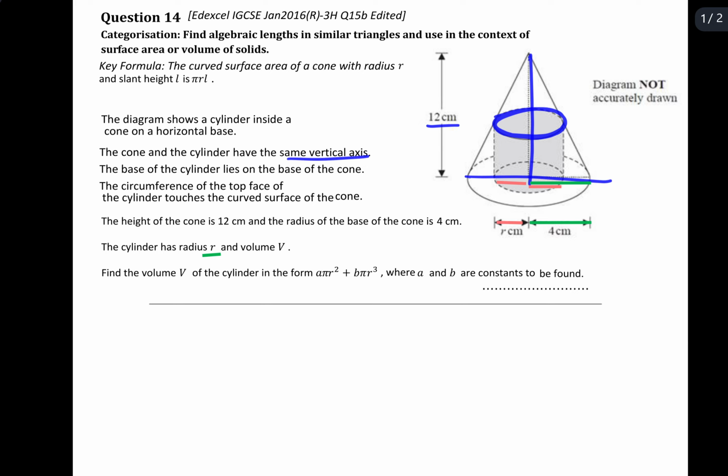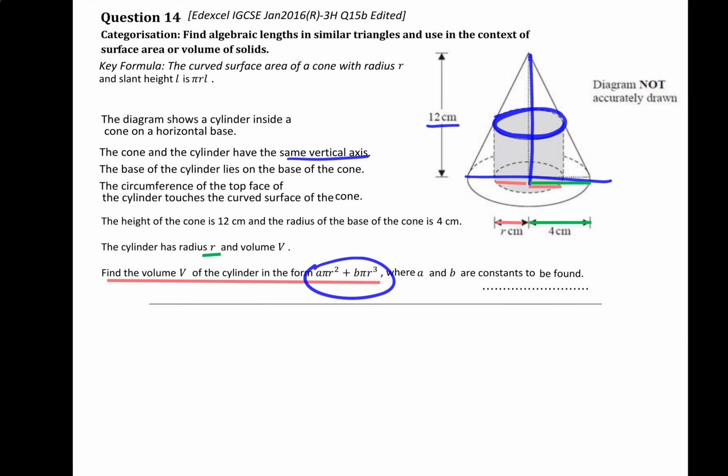So what we need to do is find the volume of the cylinder in the form a pi r squared plus b pi r cubed. Now a clue for this question is the fact that we're trying to find volume in terms of pi and r, and a and b are just constants, so there's just some numbers that we don't know yet.